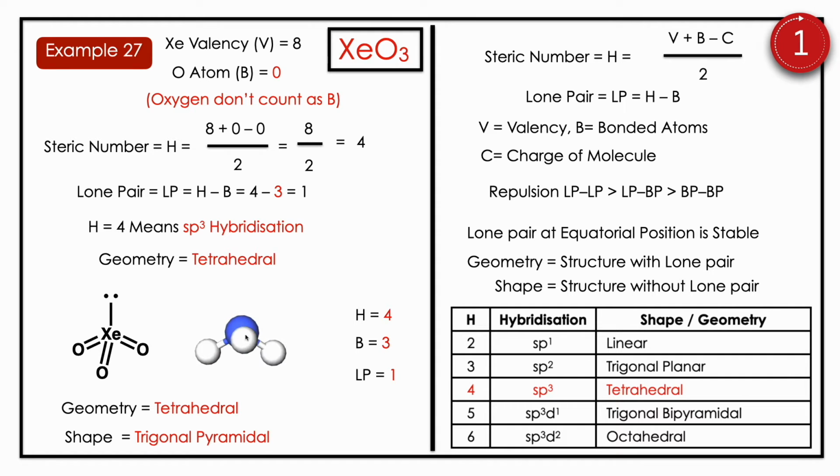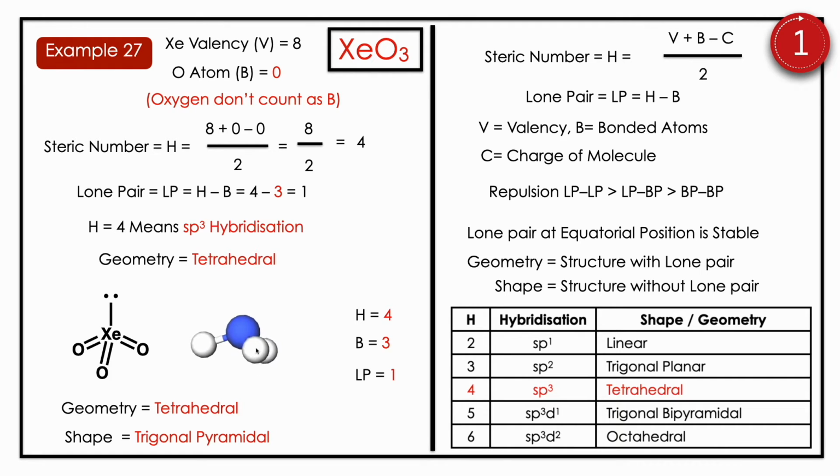Then XeO3. Oxygen comes in, so you should be careful. Xenon is the central atom here. Xenon is an inert gas with octet, valency is 8. Oxygen is the bonded atom, which is 0 in the steric number H, but you should count it in the lone pair. H equals (8 plus 0) divided by 2, 8 by 2 gives 4. For lone pair you should include oxygen, which is 4 minus 3 equals 1.